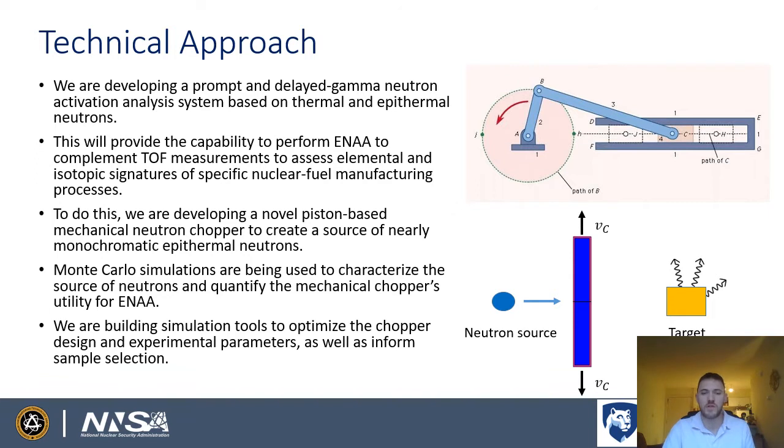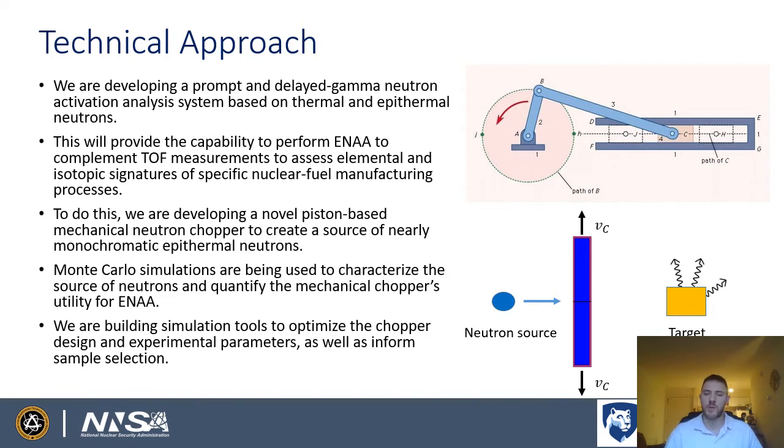So Monte Carlo simulations are being used to characterize this source of neutrons and quantify this novel chopper's utility for epithermal neutron activation analysis. So right now we're building simulation tools to optimize the mechanical chopper along with the experimental parameters. And the figure on the right shows a diagram of a slider crank mechanism, which is the way that this mechanical chopper will work, where the piston will contain a neutron absorbing material, and the bottom figure illustrates the dynamics of how this chopper will work.